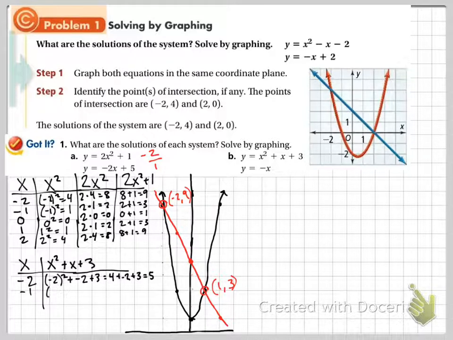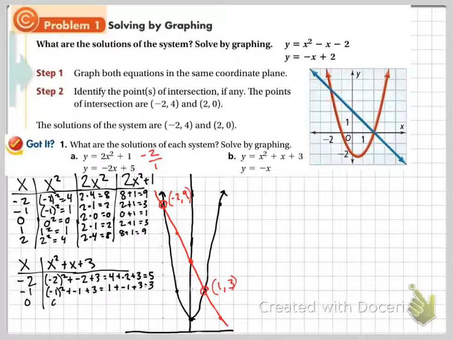And I'll plug in negative 1. Negative 1 squared plus negative 1 plus 3. That's not negative 1, a positive 1, right? Negative 1 squared is a positive 1. So 1 plus negative 1 plus 3. Well, 1 plus negative 1, that's just 0. 0 plus 3 is 3.